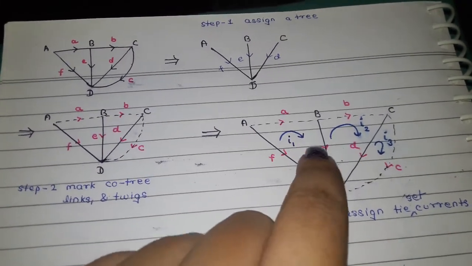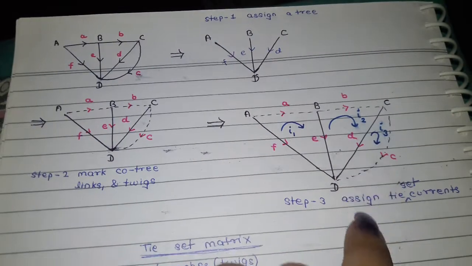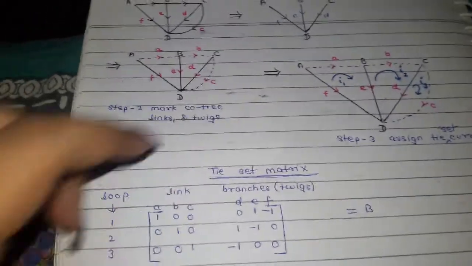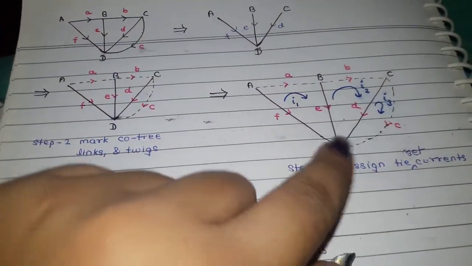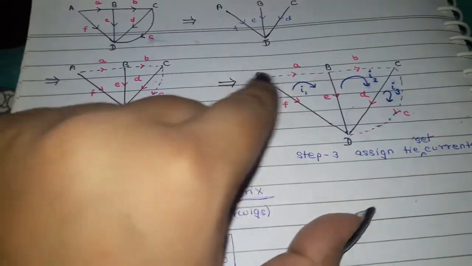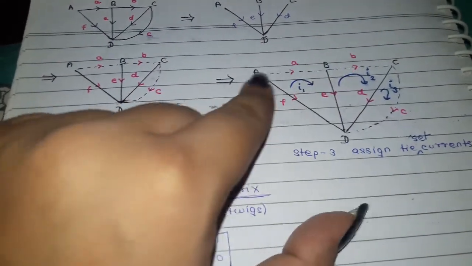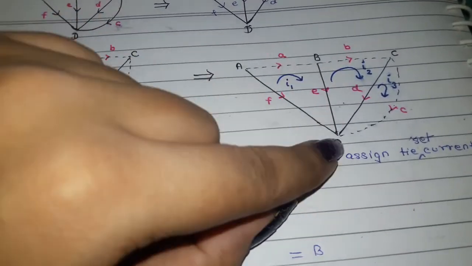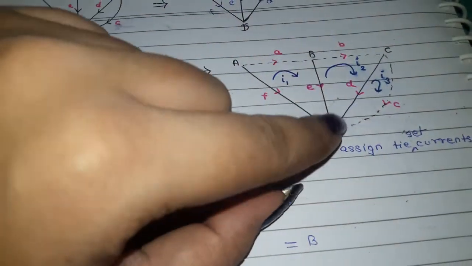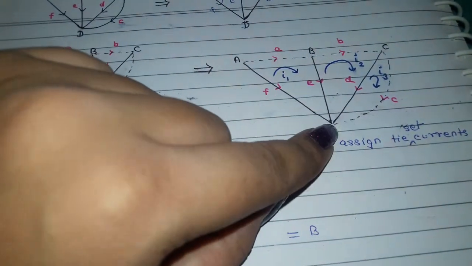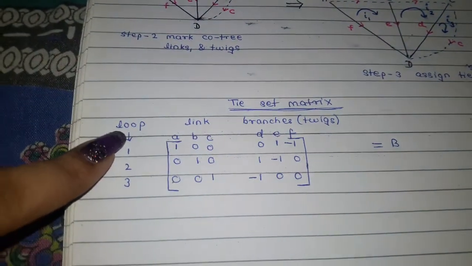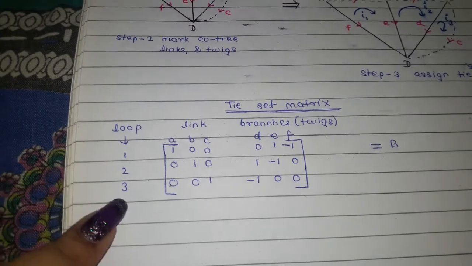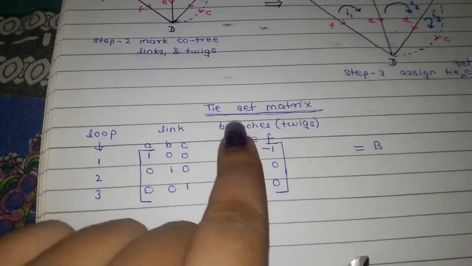These currents are I1, I2 and I3. Now, this is the loop. A tree with a link is called a loop. A tree with a link here forms this particular loop, and this loop has some current. This is also a loop having some current, and this is a loop having some current. So we write loops in this fashion, writing links followed by twigs.